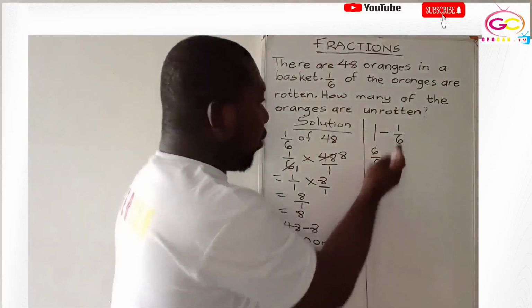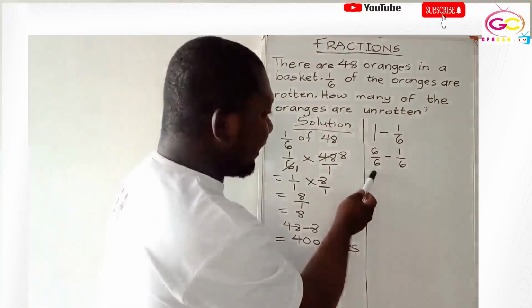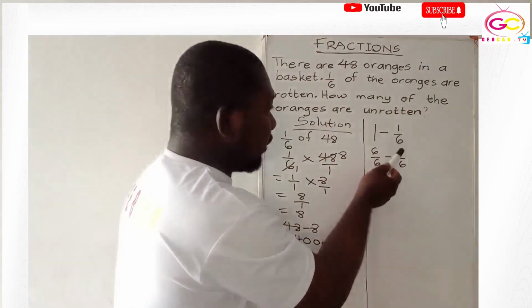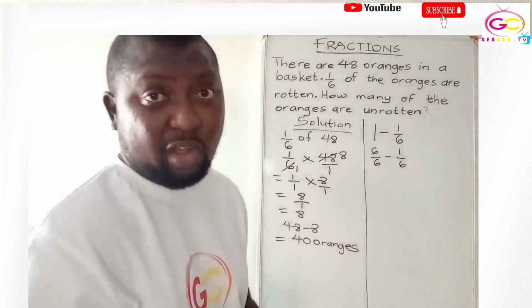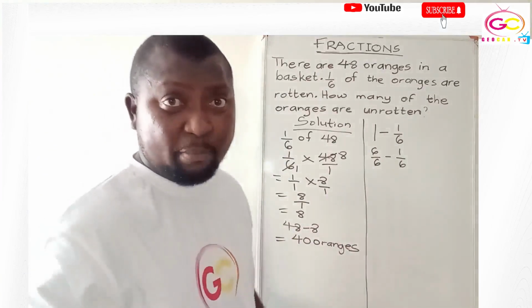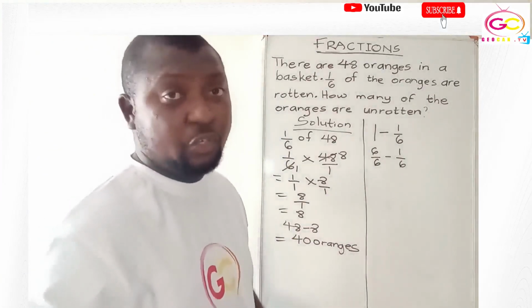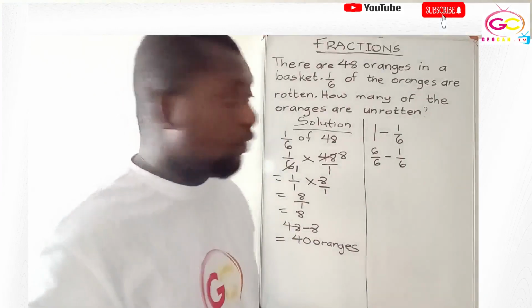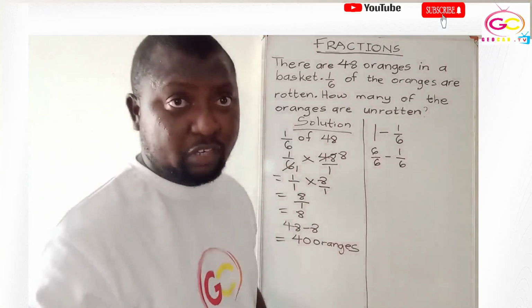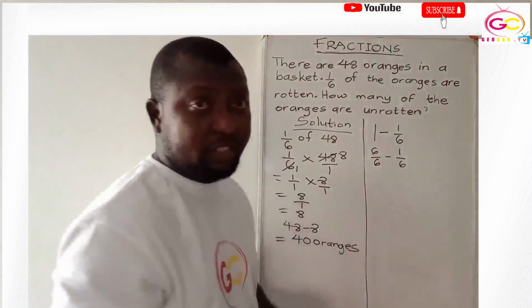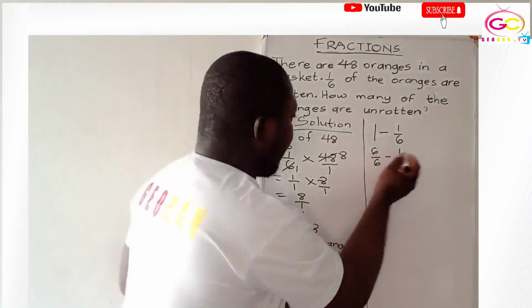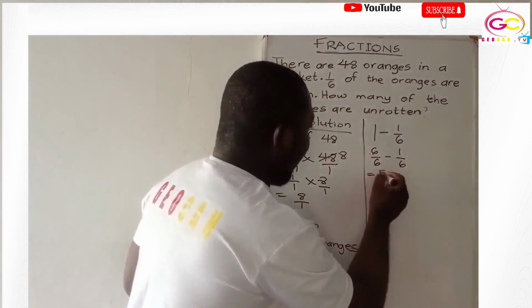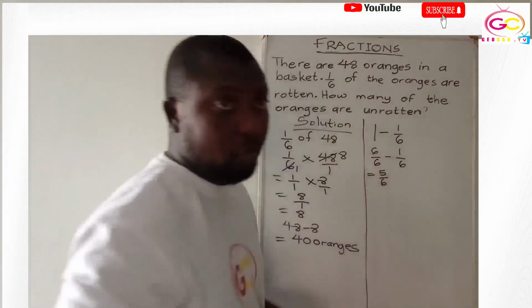If this were to be 1 over 5, I would have written this as 5 over 5. If this were to be 1 over 4, I would have written this as 4 over 4, in order to have a common denominator, the same denominator, to make it easy for us to subtract. I believe you got that one. So this becomes easy for us to subtract. Since they have the common denominator, just subtract the numerators. This is fraction. So 6 minus 1 will give us 5 over 6. Good, easy as ABC.